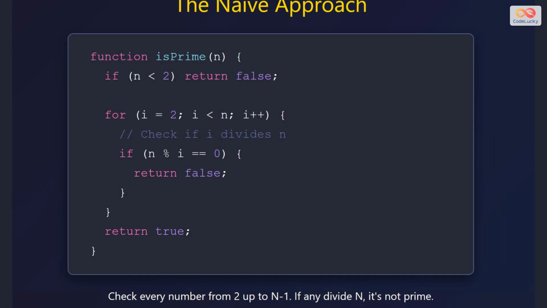The most intuitive way to solve this in code is the brute force or naive approach. We create a function that takes a number n. If n is less than 2, it's not prime. Otherwise, we loop through every number from 2 up to n minus 1. If we find any number that divides n evenly, we immediately return false. If the loop finishes without finding a divisor, the number is prime.